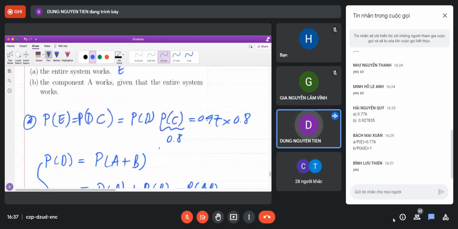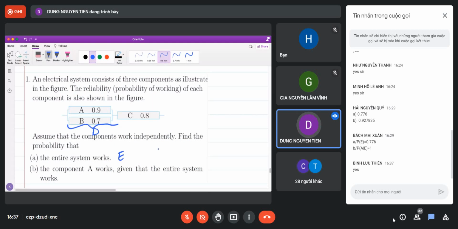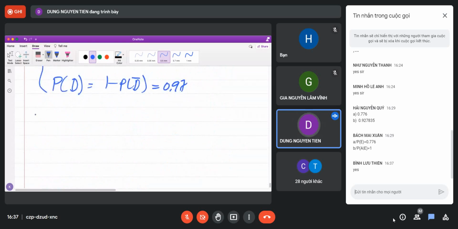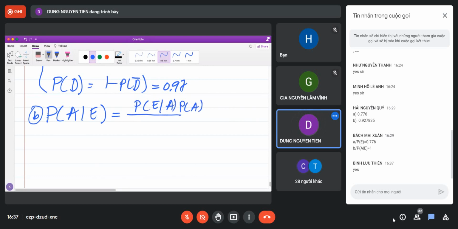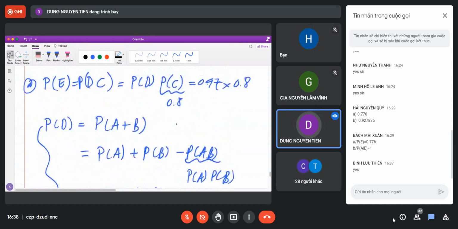All right. Now let's go back to question B. We continue with question B. For question B, I want to find the conditional probability of A given E. What is this probability? What do you think? In order to find the conditional probability of A given E, you need to use the Bayes formula. That is the conditional probability of E given A times the probability of A divided by the probability of E. We already knew the probability of A, right?